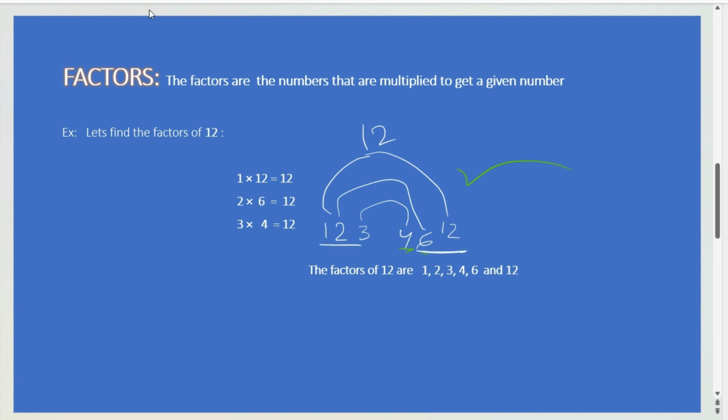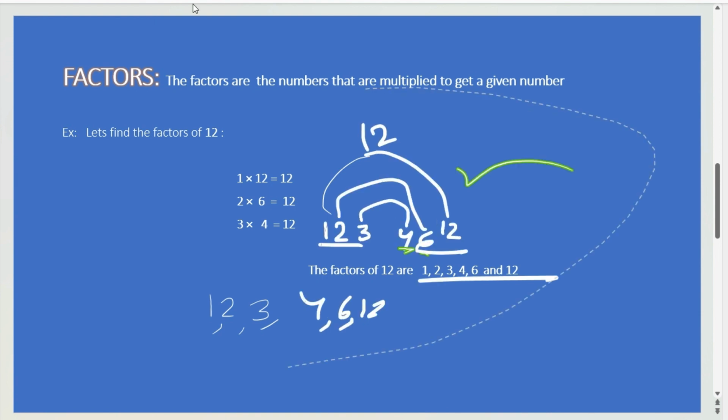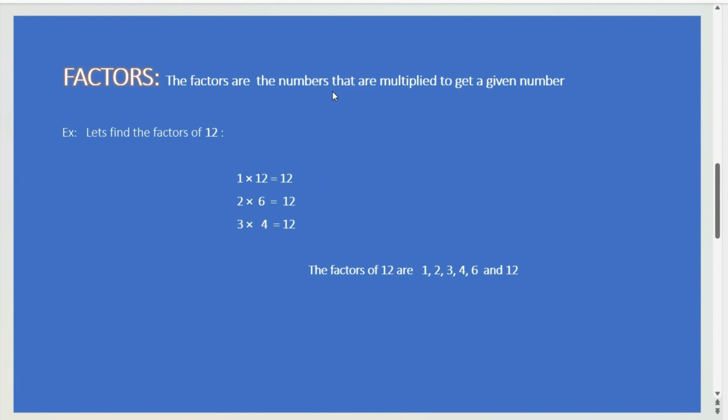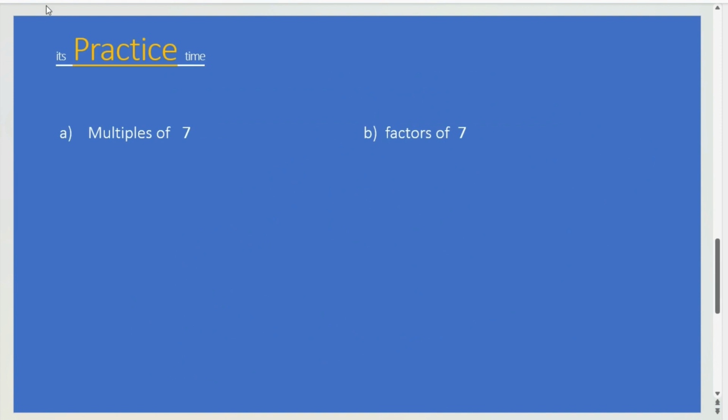And so these are going to be your factors: 1, 2, 3, 4, 6, and 12. And that is exactly what we got here. So I like the rainbow method. It's easy to use.